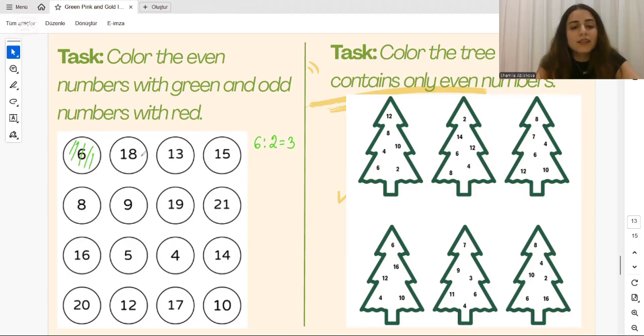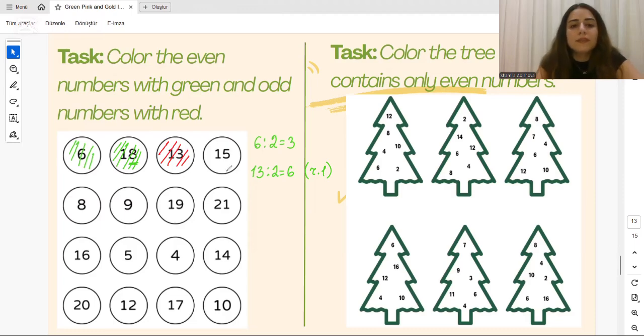Yes? And then 18. 18 ends with 8. And that's why we can easily say 18 is an even number. And also we can color 18 with green. And then 13 ends with 3. And also 13 cannot be divided by 2. 13 divided by 2 equals 6, and remainder 1. 1 is left alone. That's why we can say 13 is an odd number. And also we can color this number with red.